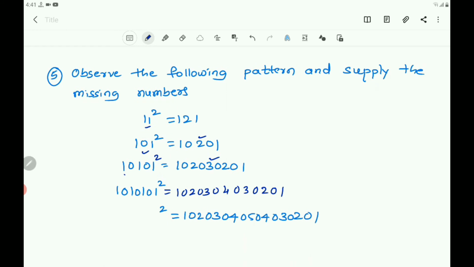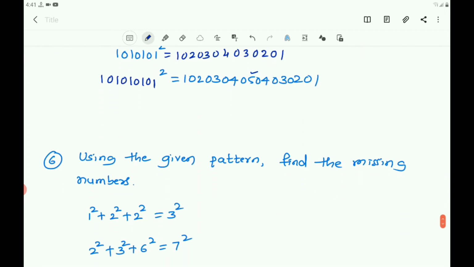Next here the square of some number is given, and you have to write the number. So here what is there? 5 is there, so you can write 10 10 10 101, 1 2 3 4 5. So it is the square of 1010101 whole square. That is the answer for the question here.